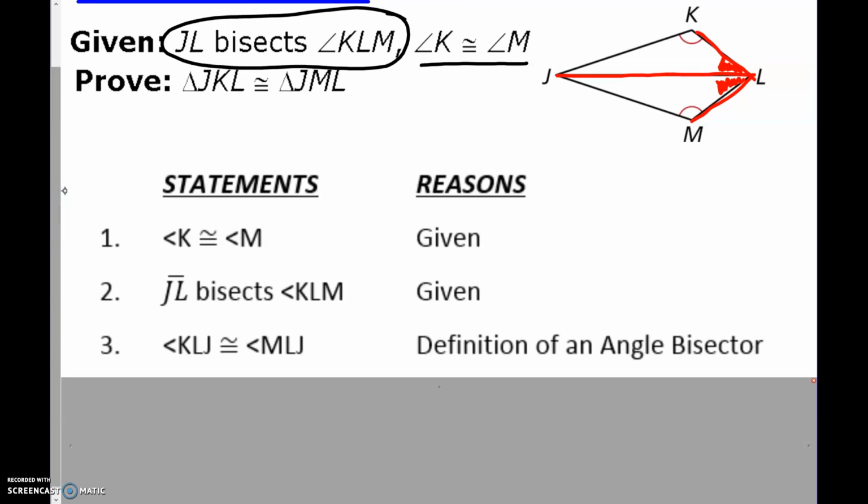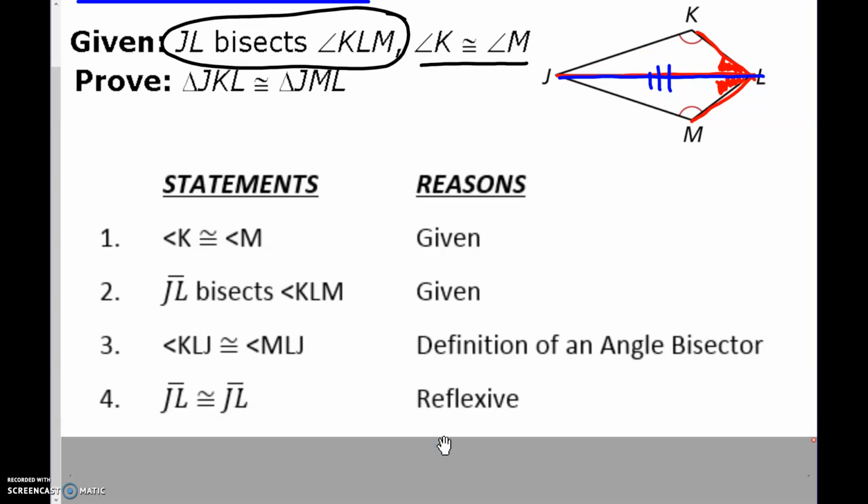Okay. So angle KLJ is congruent to angle MLJ, by the definition of an angle bisector. Now, there's nothing else in the given, but is there something else in this diagram? Is this JL in both triangles? So is it congruent to itself by the reflexive property?